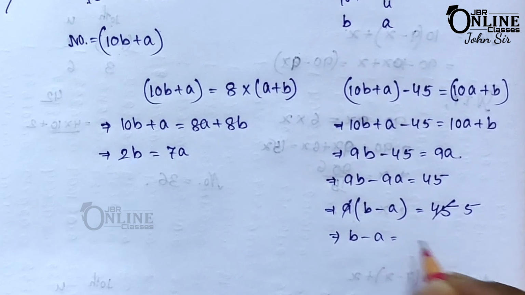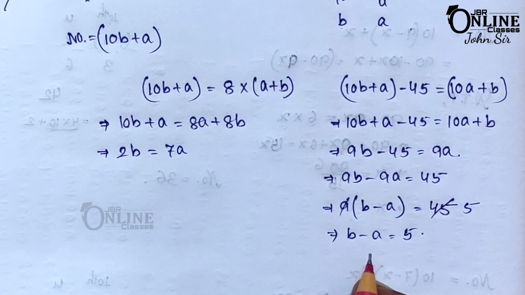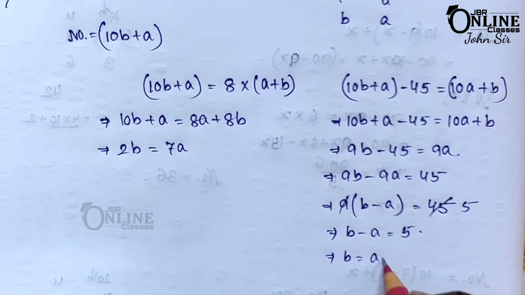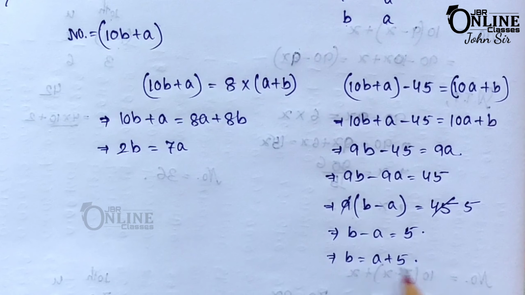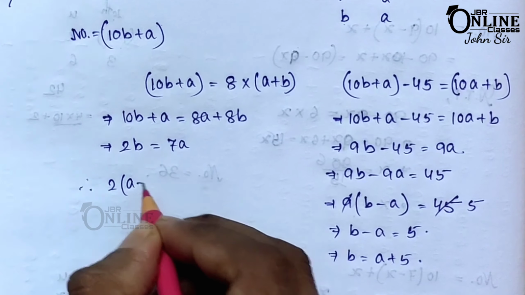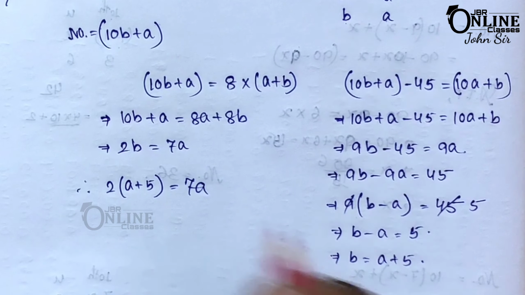So b minus a equal to 5. Okay, so b minus a equal to 5. Now here b equal to a plus 5. So as here 2b, that means 2 into a plus 5. Instead of b, you can write down the value of b, that is a plus 5.